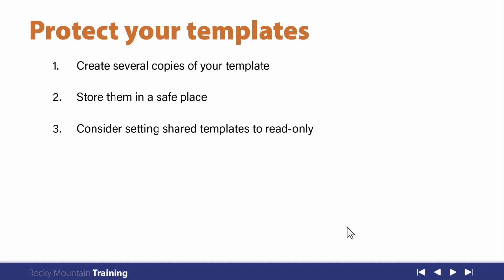Have several copies of your template someplace safe. You might put it on a thumb drive and put it in a drawer, or put it on a cloud drive. Some offices will set their shared templates to read only, so someone can't override it. Now, those people probably don't know how to pull the template into the templates folder, which does protect it from us, unless your hard drive crashes. That's why you want other copies of it.